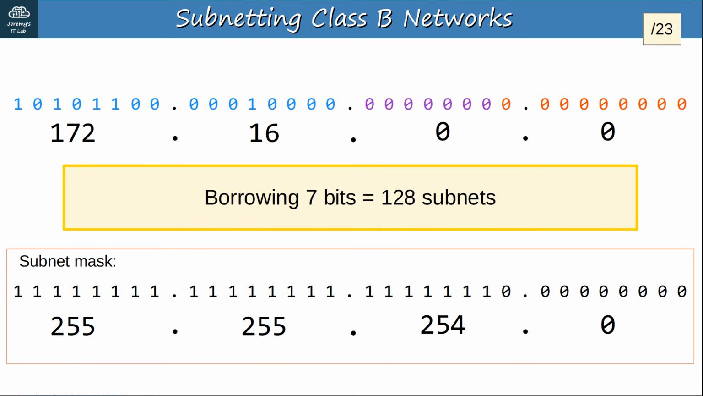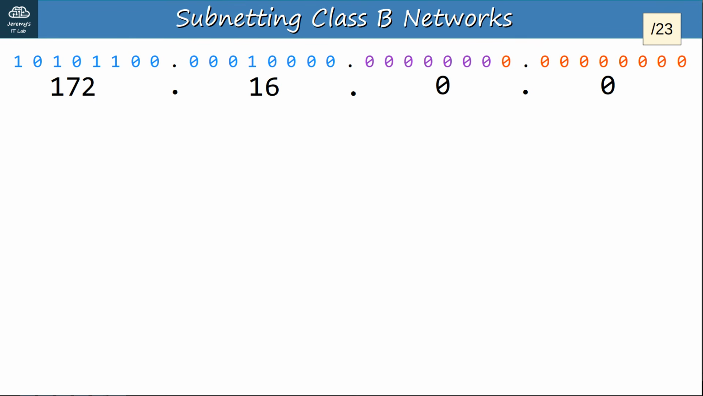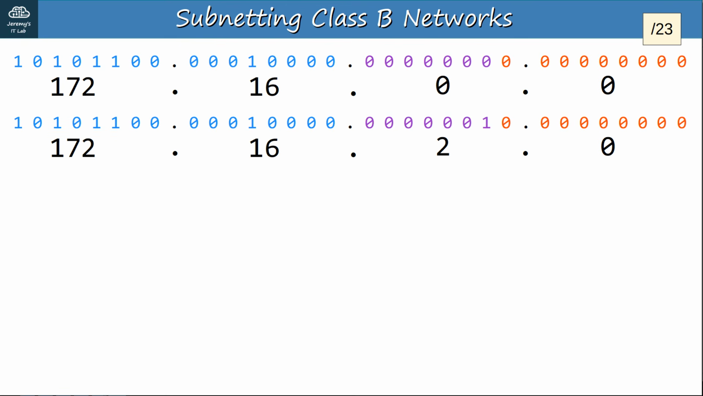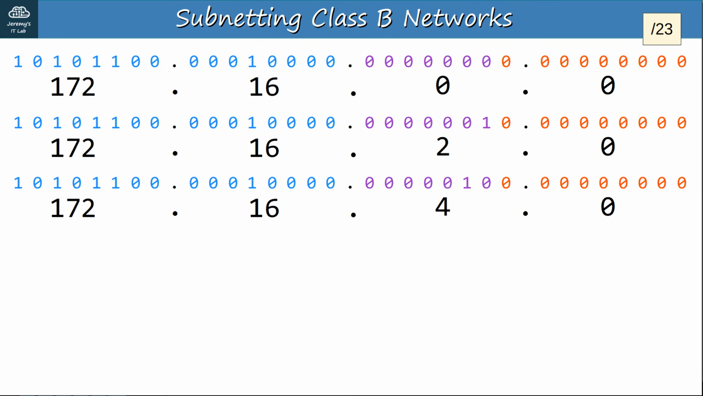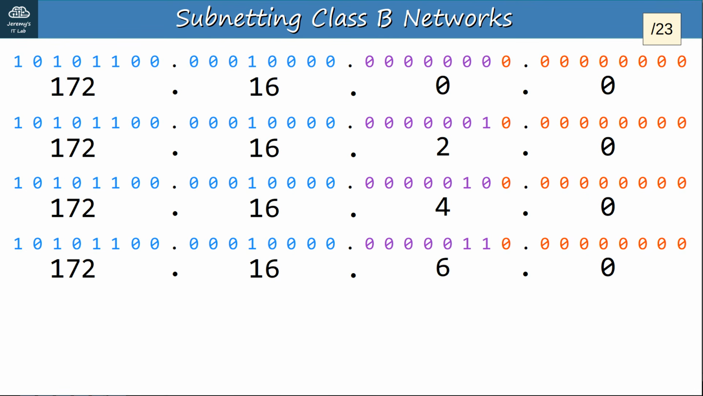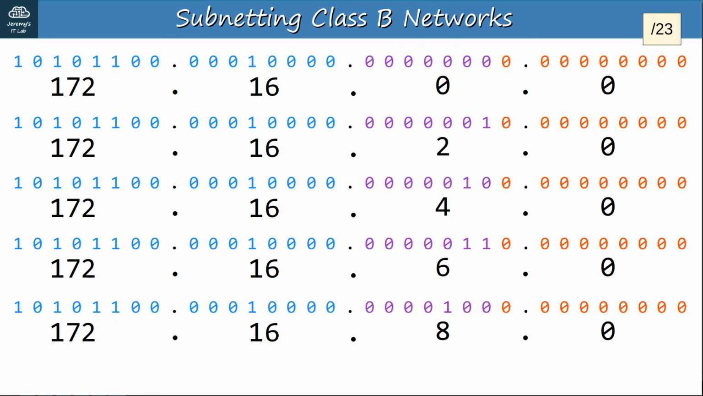128 subnets is more than we need, but /22 only allows for 64, which is not enough. I won't show you all 80 subnets, of course, but let's look at some of the subnets that can be made. The first being 172.16.0.0/23, of course. The next is 172.16.2.0/23. Notice I changed the last bit of the network portion to 1. Next is 172.16.4.0/23. Then 172.16.6.0, 172.16.8.0, etc.